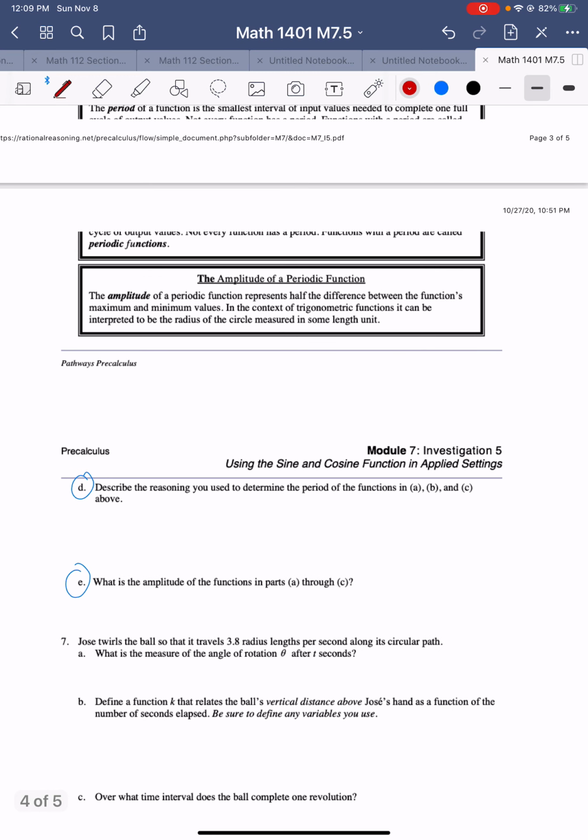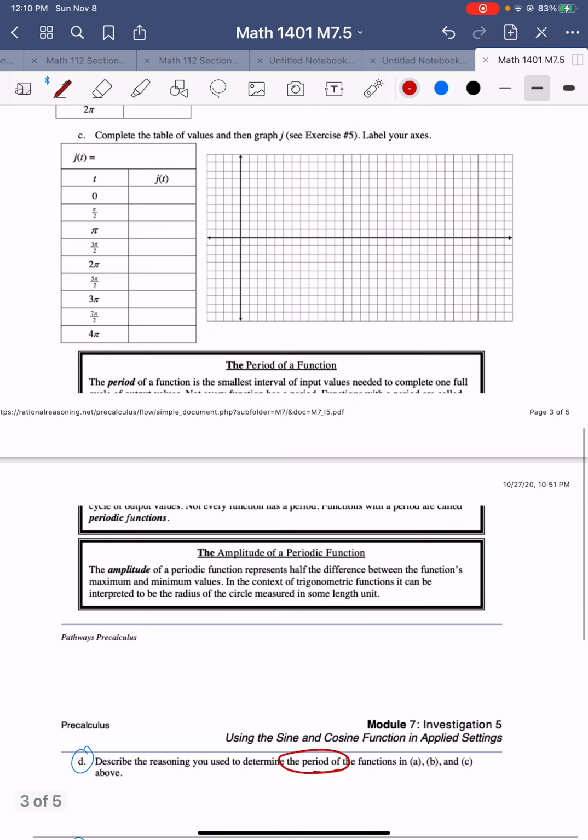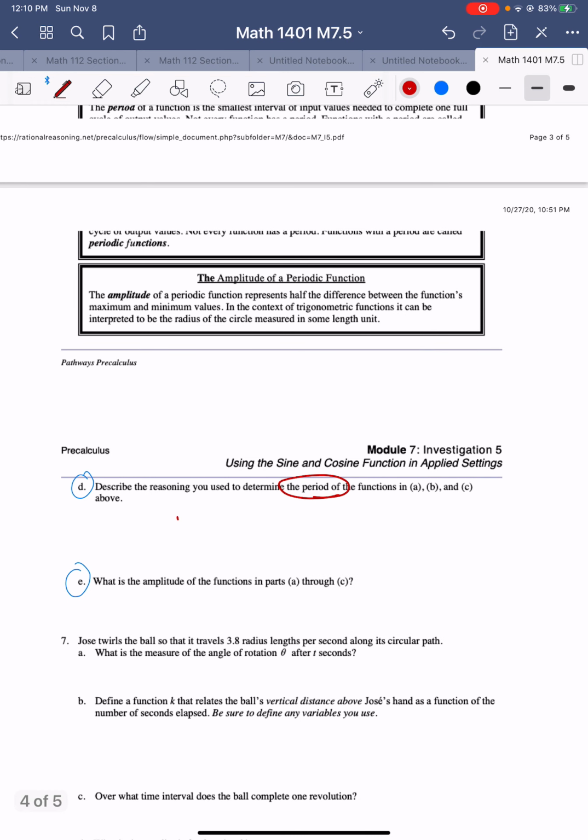Now we can answer D: describe the reasoning you use to determine the period of the function. What is a period? The period is where the graph repeats again. The first graph before repeating is what we call the period. The graph goes up, down and up, and after this you see the same graph as the first one. So from here to here we call the period; every period gives the same graph as the first one. Here it is 0 to 2 pi. A period is only one complete cycle, so we can say it's 2 pi.